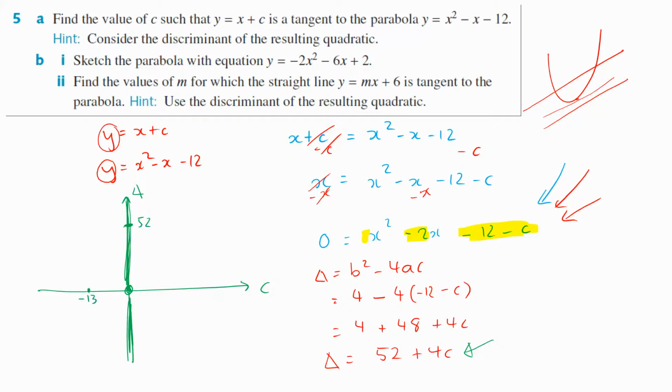Negative 13. So I've just solved it very quickly in my head. I said 0 equals 52 plus 4c. Negative 52 equals 4c. Divide both sides by 4, so negative 13. So that just tells me the c-intercept is negative 13, and this is my graph.